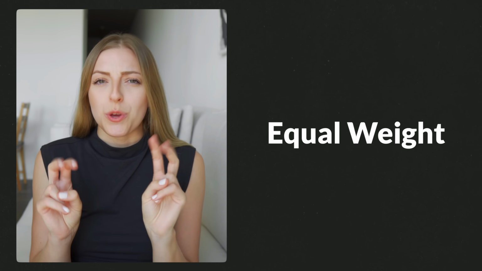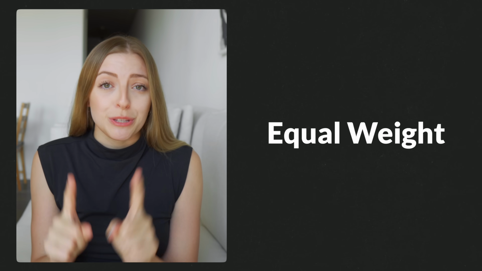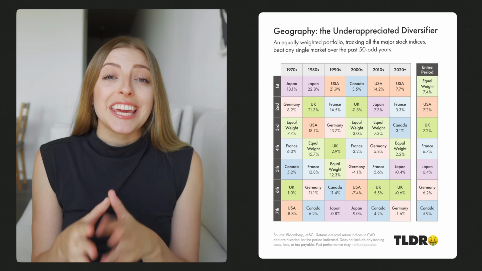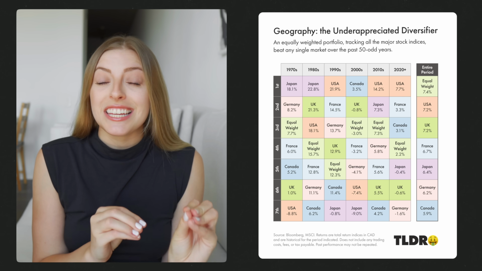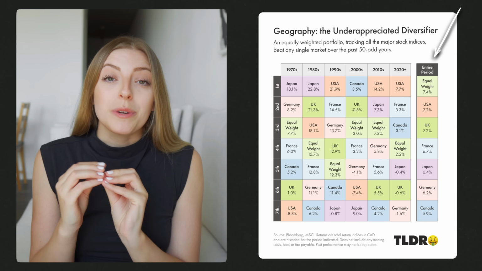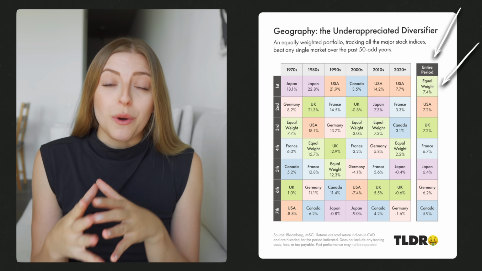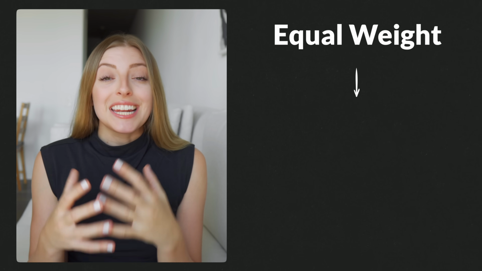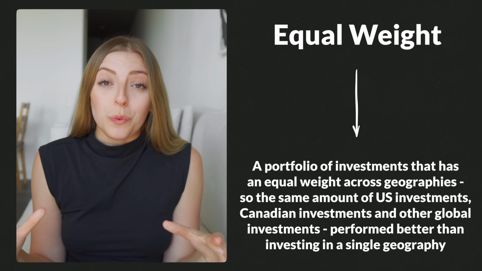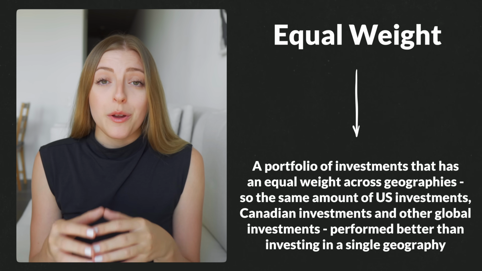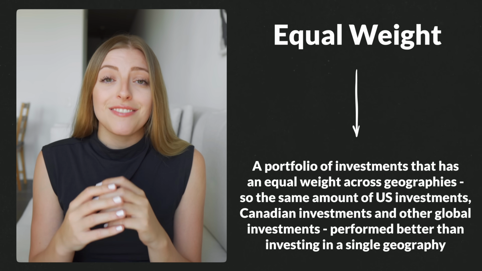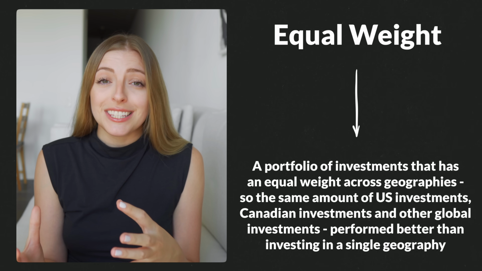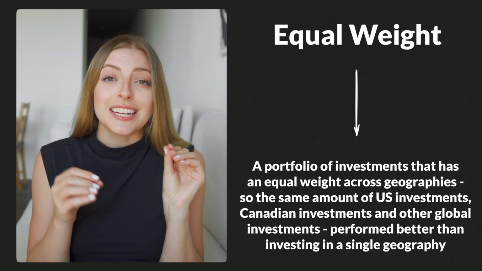Okay, so now I want to back up a second and talk more about the term equal weight or equally weighted that we just mentioned. To refresh your memory, we were looking at this chart right here, and specifically the entire period column, where we saw that an equally weighted portfolio actually outperformed the US, which still performed very well, by the way. So what does equal weight mean? Well, it means that an investment portfolio that had an equal weight across geographies, so the same amount of US investments, Canadian investments, and other global investments, performed better than investing in a single geography.